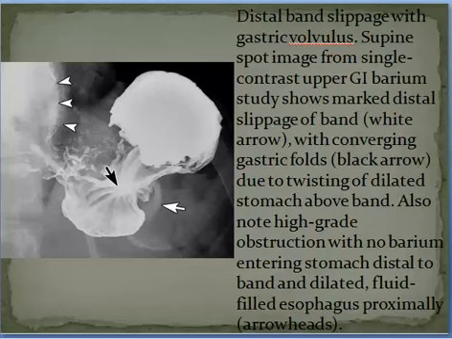Distal band slippage. The band can slip down, and a supine spot film from a single contrast examination shows marked distal slippage of the band with converging gastric mucosal folds due to twisting. High-grade obstruction with no barium entering into the stomach distal to the band. This is the arrow, the small arrow here. Nothing is coming down. The mucosa is converging to the region of the band, and there is too much dilatation above but nothing below.